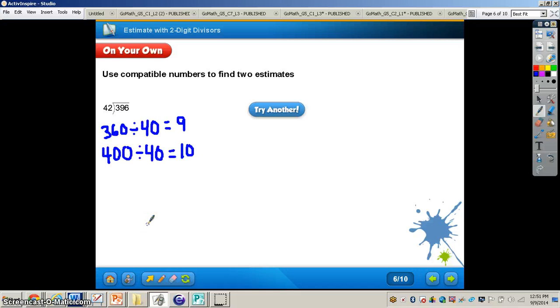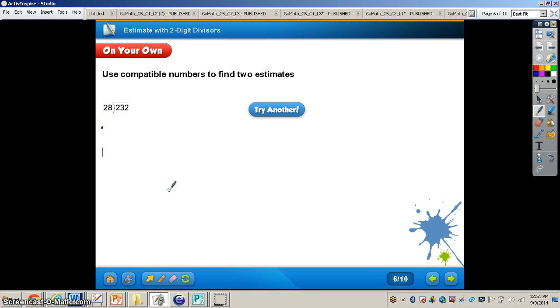Okay, you should have had 360 divided by 40 equaling 9 and 400 divided by 40 equaling 10. The most reasonable estimate would be the 400 divided by 40. And why is that? Because we only changed that 396 by 4. We only increase it by 4 as opposed to decreasing it by 36 with a 360.